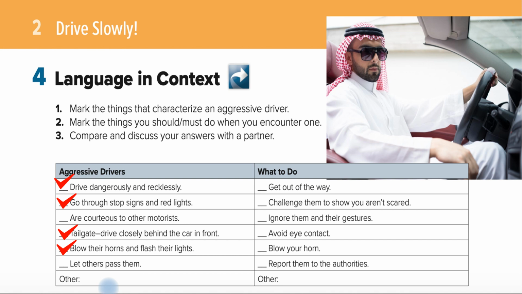Now what must or should you do when you encounter one of these aggressive drivers? Get out of the way. Yes, of course. Should you or must you challenge them and show that you aren't scared?